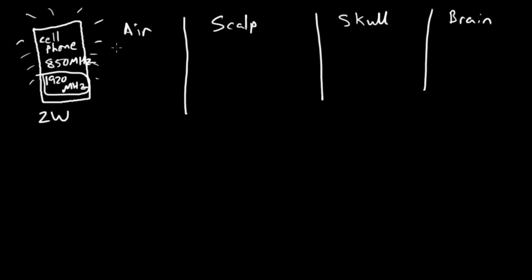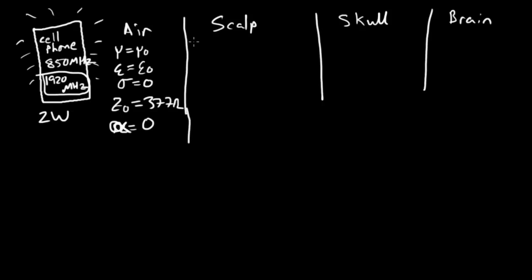Air has the permeability of free space, mu naught. It has the permittivity of free space, epsilon naught. It has a conductivity of 0. We calculated earlier that its characteristic impedance is 377 ohms. And we don't need this, but for good measure, it has an attenuation constant of 0, which we expect for a lossless dielectric.